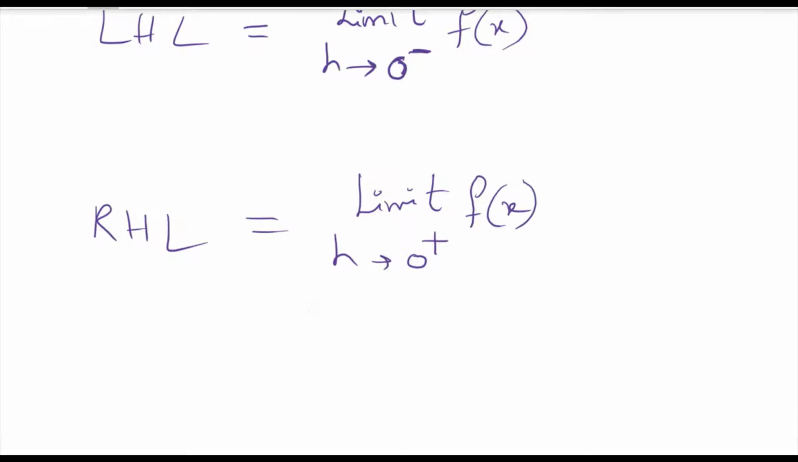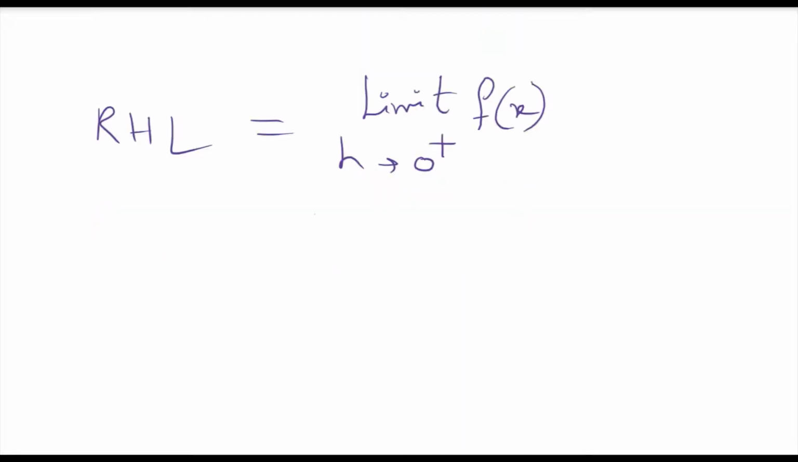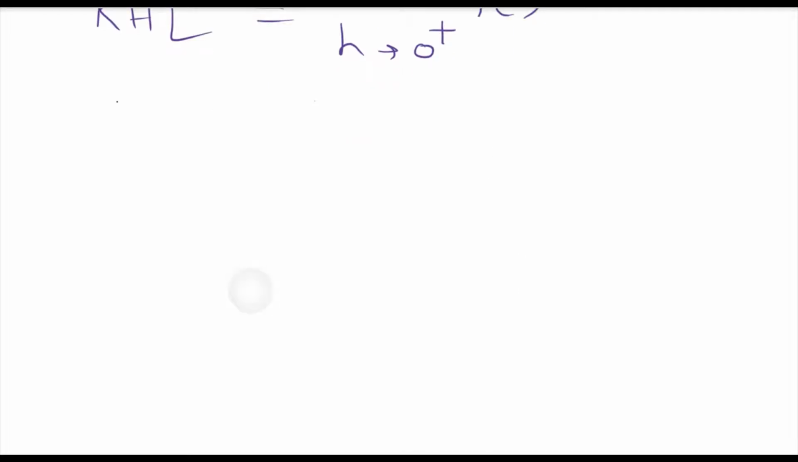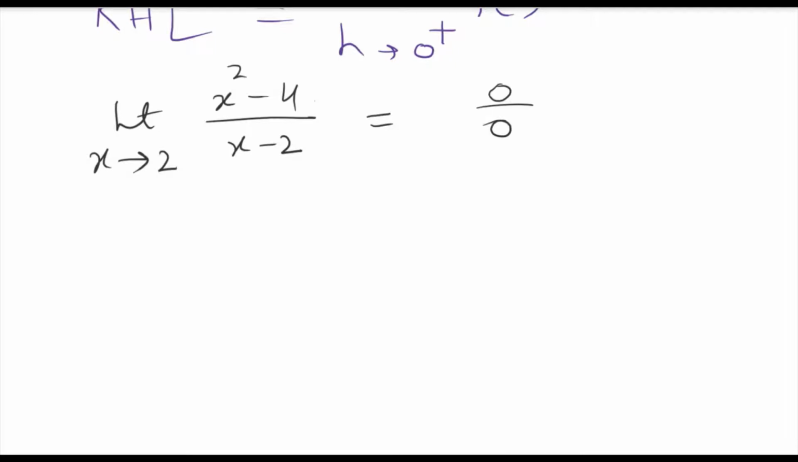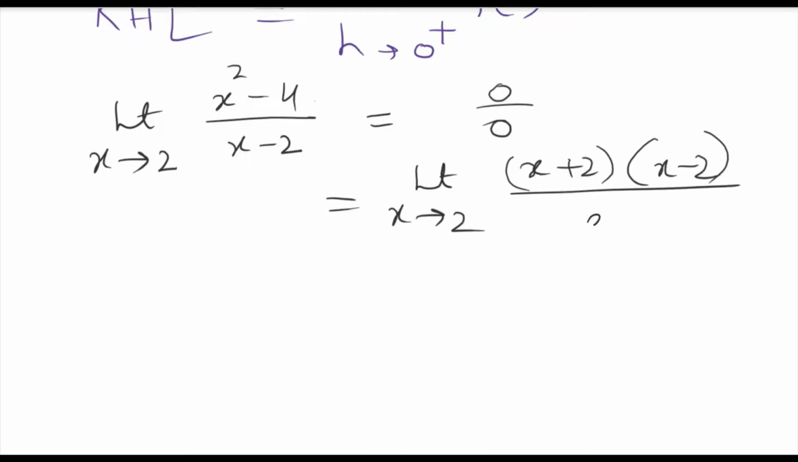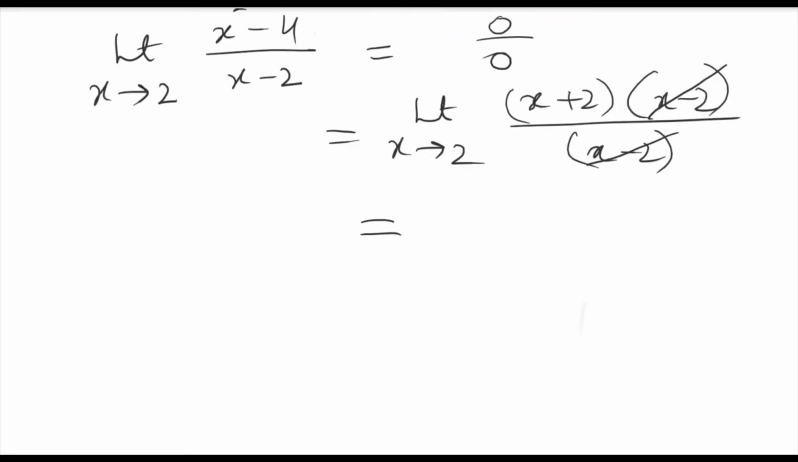To understand this, let us take an example. Take limit x tends to 2 of x square minus 4 by x minus 2. Now if I apply the limit, what I get is 0 by 0 form. But I can solve this by applying some mathematical formulas. Limit x tends to 2, I can write x square minus 4 as x plus 2 into x minus 2, by x minus 2. These two can be cancelled out, and now I can apply the value of 2 exactly.